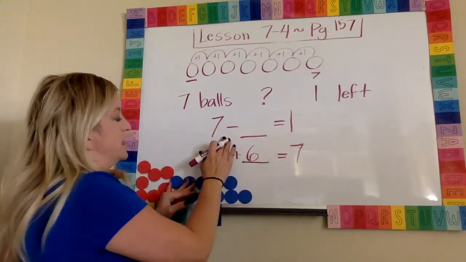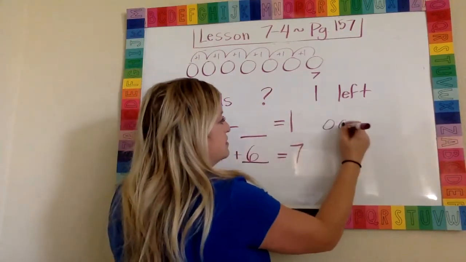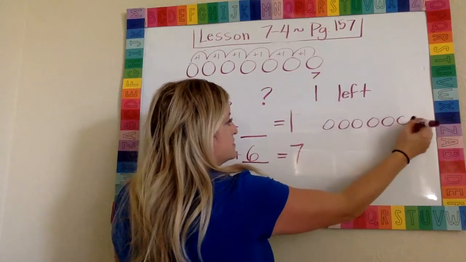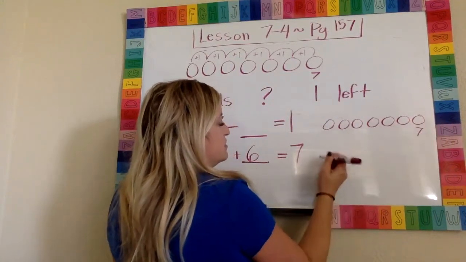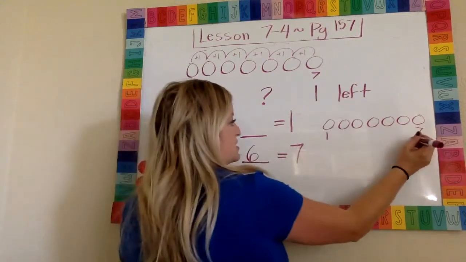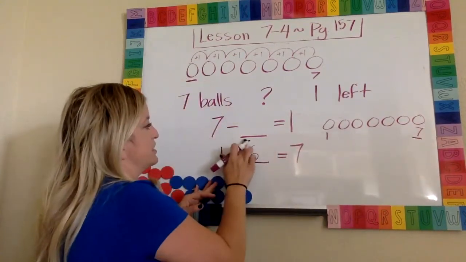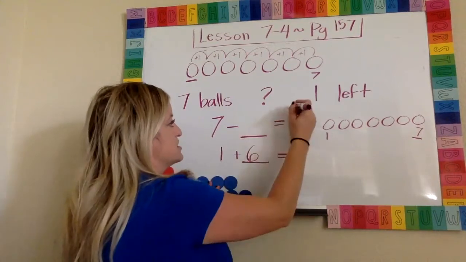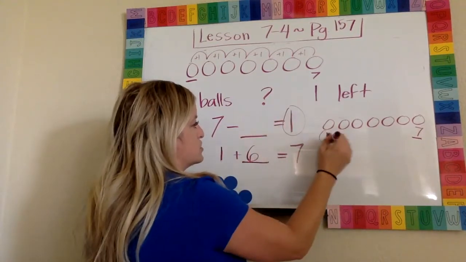I can do the opposite. I can do 7, 3, 4, 5, 6, 7. This is ball number 7. This is ball number 1. I could start out at 7 when I'm subtracting, and I don't know how many jumps I'm going to get, but I know I'm going to stop at 1. So I'm going to circle it.